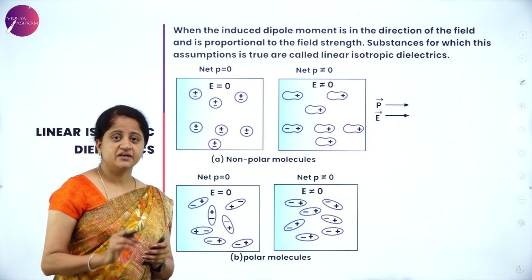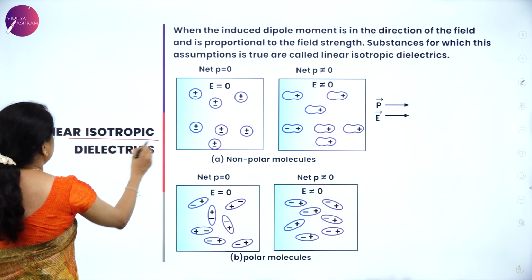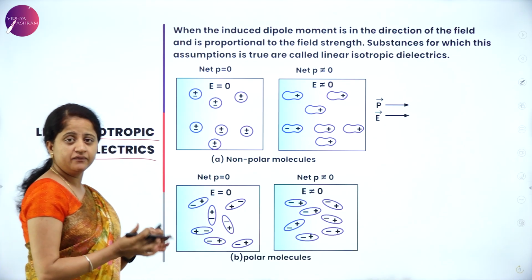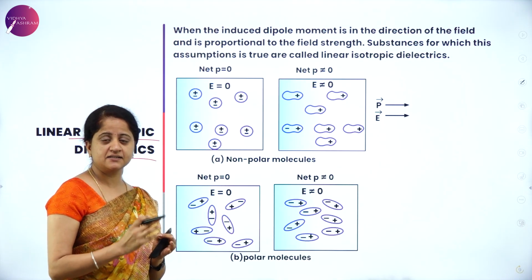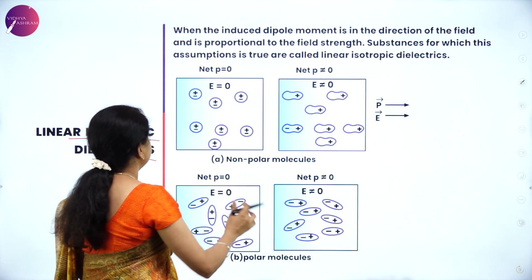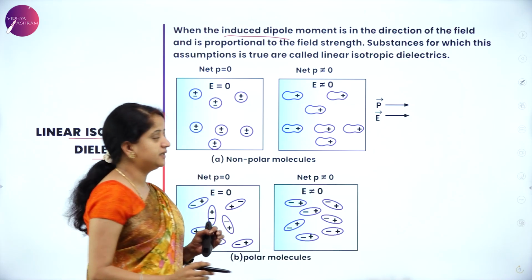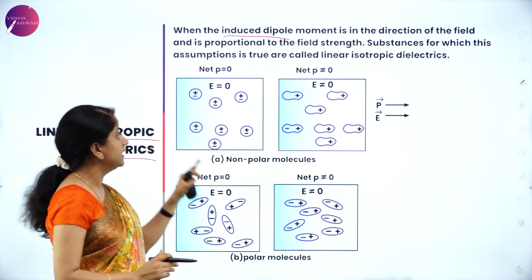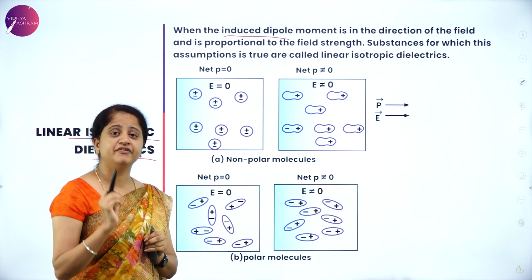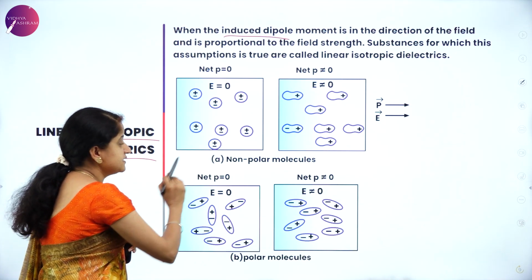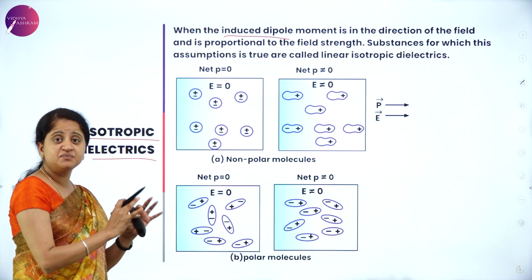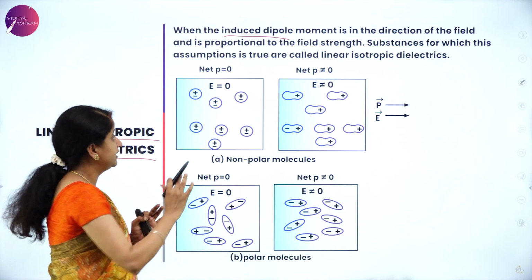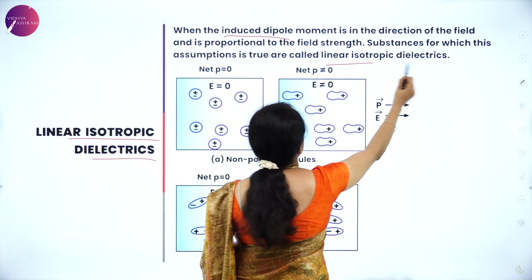Let us now understand one simple concept, that is linear isotropic dielectrics. So when do we say the dielectrics are linearly isotropic? When the induced dipole moment is in the direction of the field, meaning the electric field, and it is also proportional to the field strength. The substances for which this assumption is true, we call them linear isotropic dielectrics.